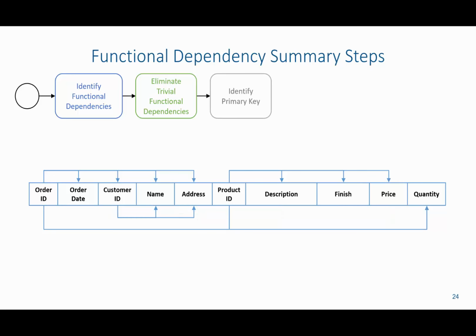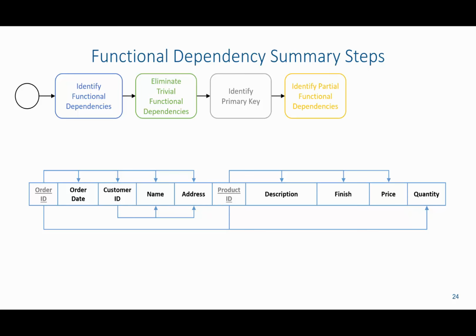The next step is identify the primary key. And if you graphically depict your functional dependencies, it's really easy to see what our primary key is. It's anything that has arrows going out, but no arrows coming in. So order ID and product ID together are our primary key.